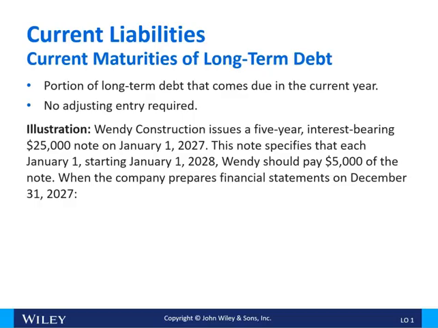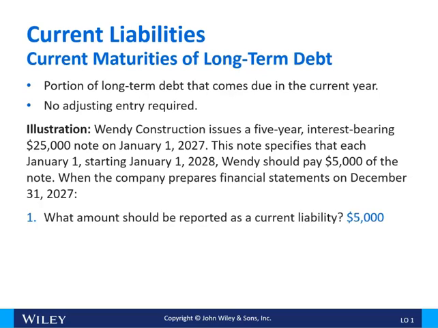So Wendy Construction issues a 5-year interest-bearing $25,000 note on January 1st. This note specifies that each January, starting January 1st, 2028, Wendy should pay $5,000 of the note. When the company prepares its financial statements on December 31st, 2027, what amount should be reported as a current liability?